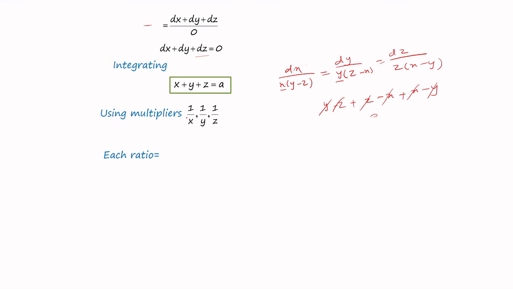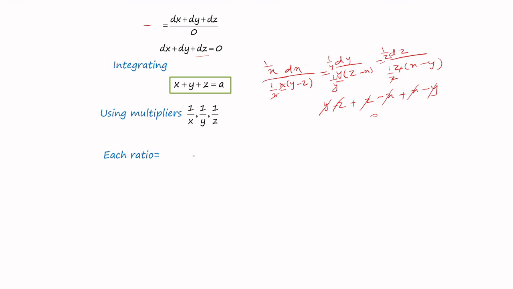That's why we are using multipliers 1 by x, 1 by y, 1 by z. When you multiply this with 1 by x, these two terms get cancelled. When you multiply this with 1 by y, these two terms get cancelled. When you multiply 1 by z, these two terms get cancelled. If you do this alone in the denominator, your solution is wrong, isn't it? Whenever you have a division, you have to do these things in both the numerator as well as in the denominator. That is the idea of using a multiplier.